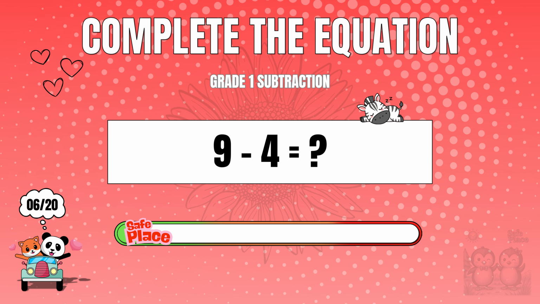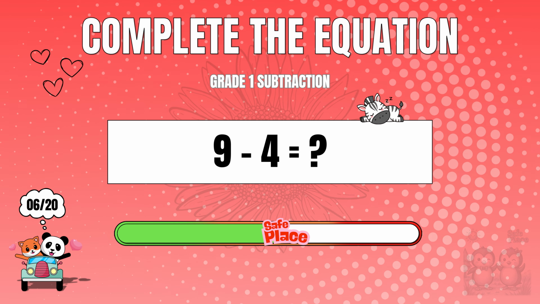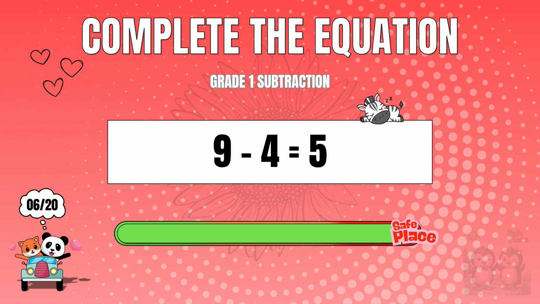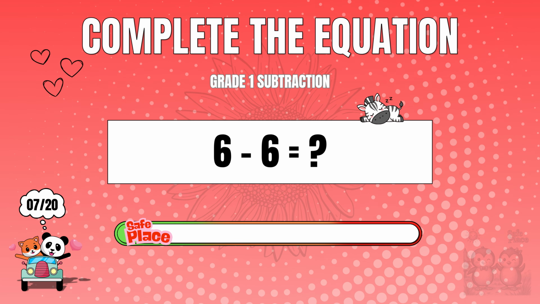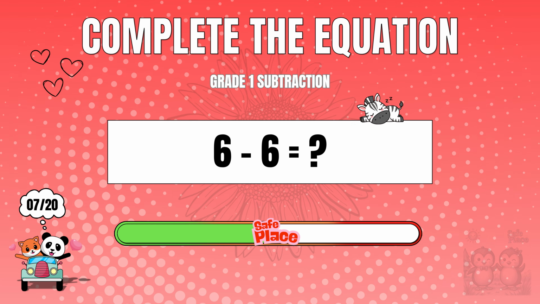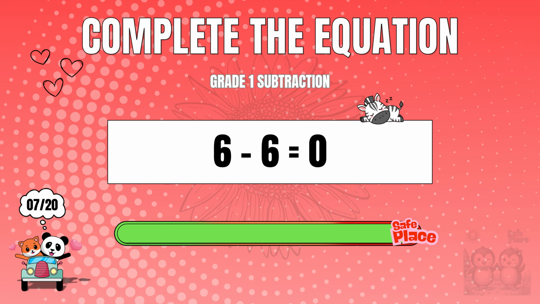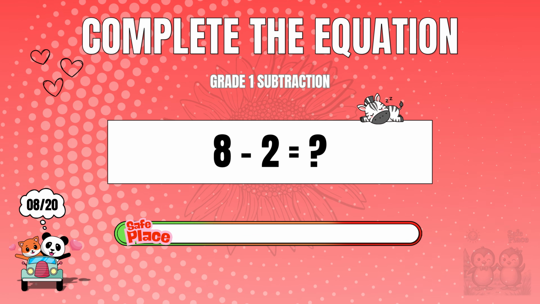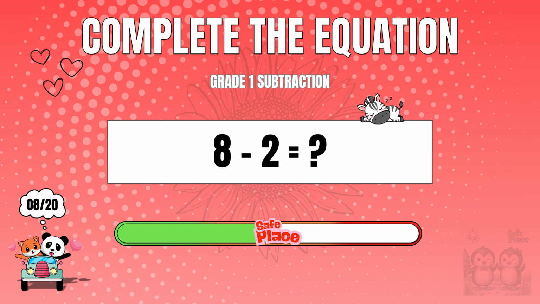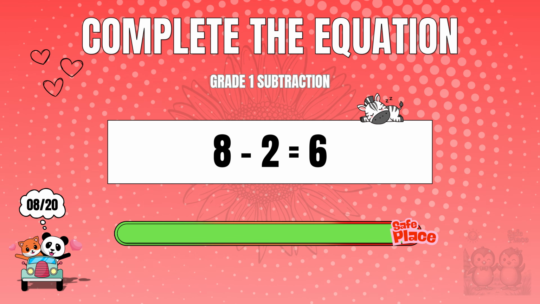Here's another. 9 minus 4. Three, 2, 1. Well done. It's 5. Quick one. 6 minus 6? Three, 2, 1. That makes 0. Try this. 8 minus 2. Three, 2, 1. It's 6.